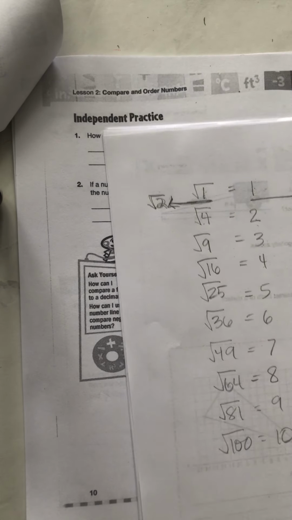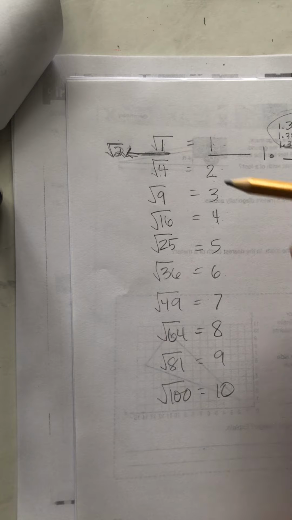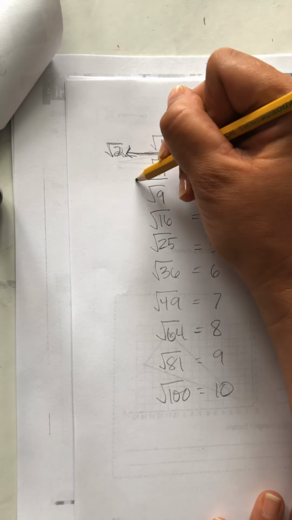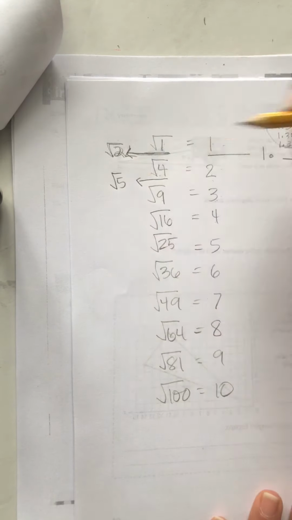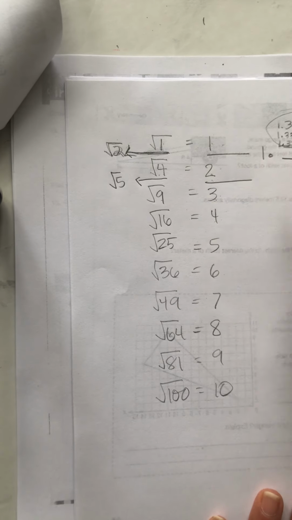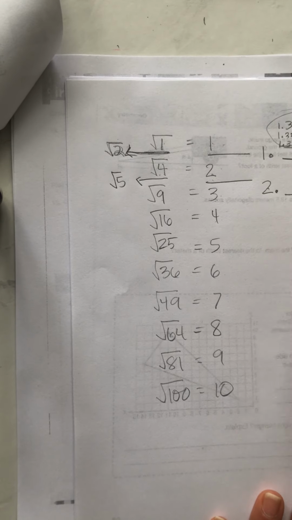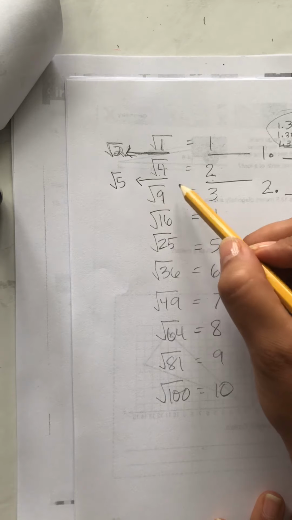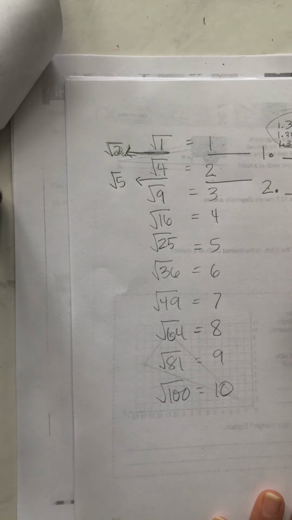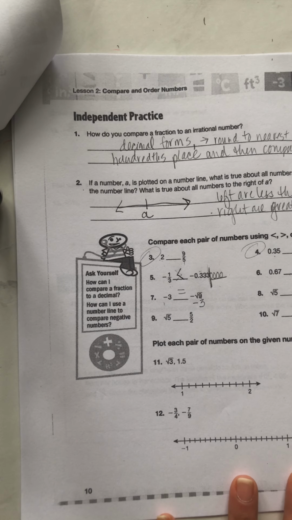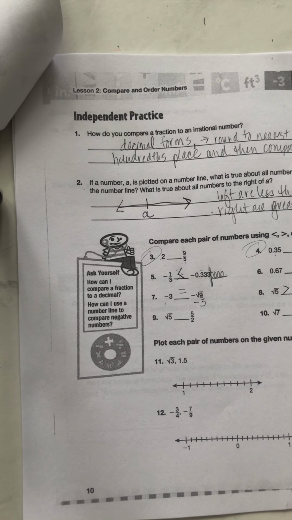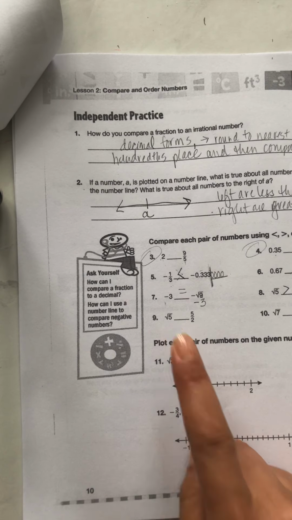So let's look at our chart over here. The square root of 5 would fall right here. So we know it's going to be in between 2 and 3. It's going to be 2 point something. Now, the square root of 5 is closer to the square root of 4, so it's going to be less than like 2.5, and we're comparing it to 2. So it's greater than 2, but it's less than 3, so we would say the square root of 5 is greater than 2.